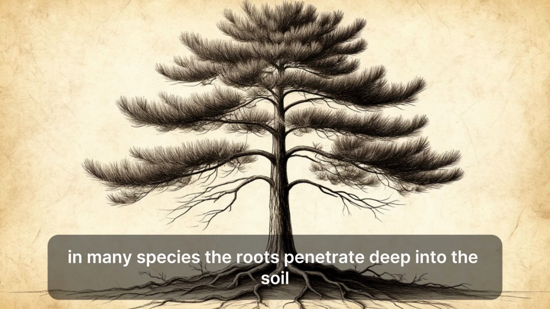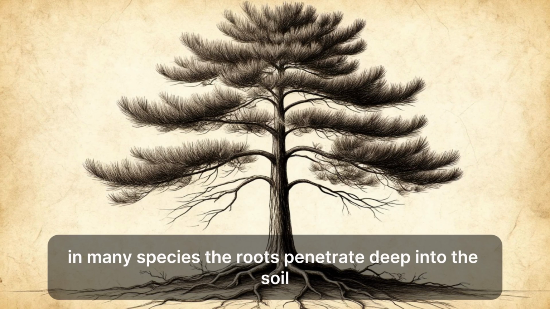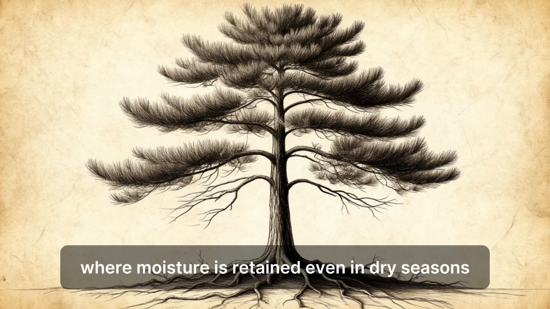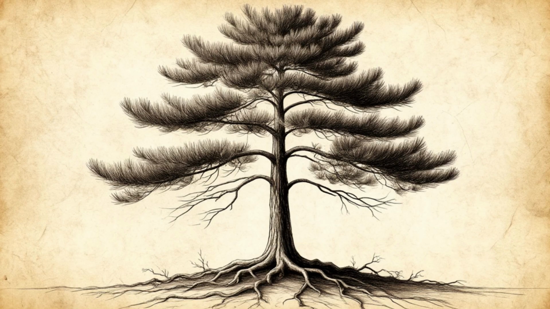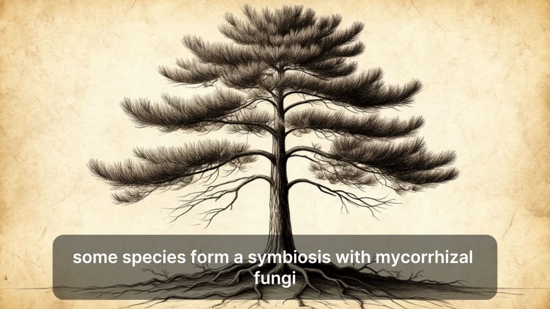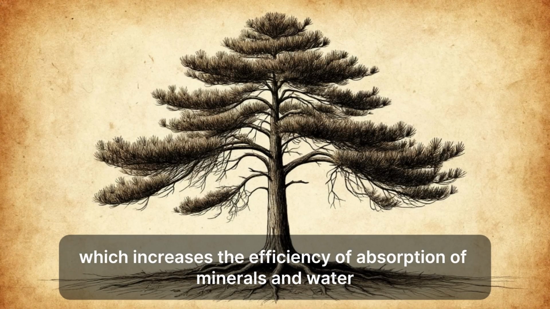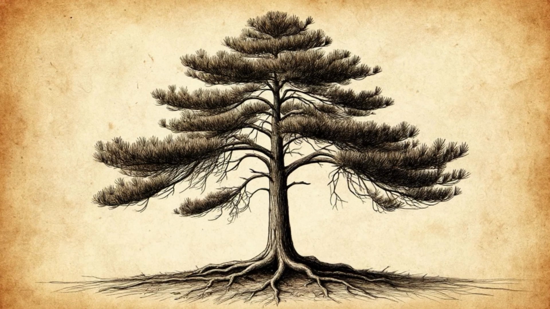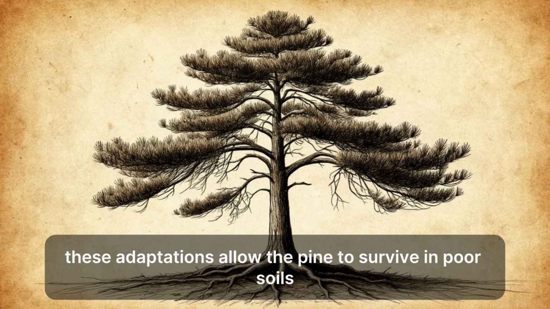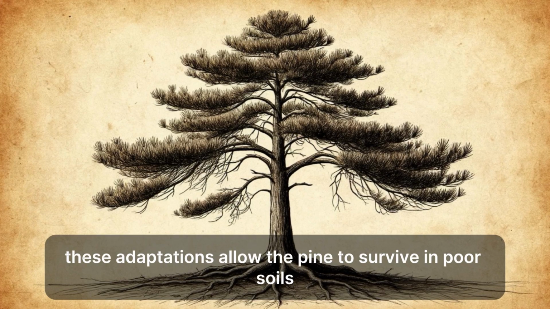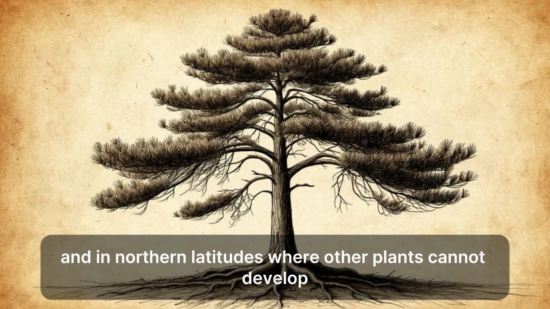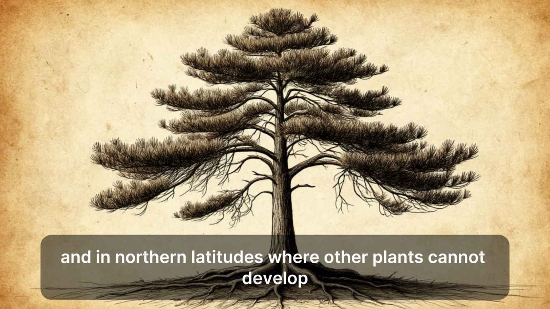The pine's root system is also adapted to harsh conditions. In many species, the roots penetrate deep into the soil, where moisture is retained even in dry seasons. Some species form a symbiosis with mycorrhizal fungi, which increases the efficiency of absorption of minerals and water. These adaptations allow the pine to survive in poor soils, mountain slopes, and in northern latitudes where other plants cannot develop.